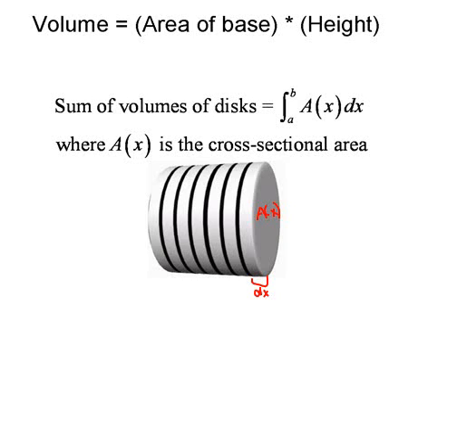Recall that in previous lessons, our solids of revolution have been formed by revolving a curve about a horizontal or vertical line. This process formed circular cross-sections with area pi times radius squared. In this lesson, our cross-sections may not be circular.